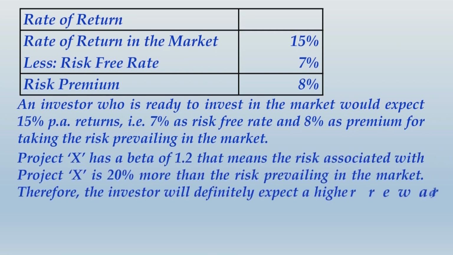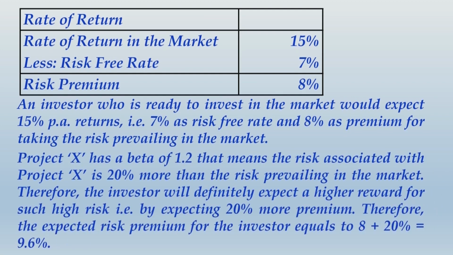Project X has a beta of 1.2. That means the risk associated with project X is 20% more than the risk prevailing in the market. Therefore, the investor will definitely expect a higher reward for such high risk, that is by expecting 20% more premium. Therefore, the expected risk premium for the investor equals 8 plus 20%, and that will be 9.6%.